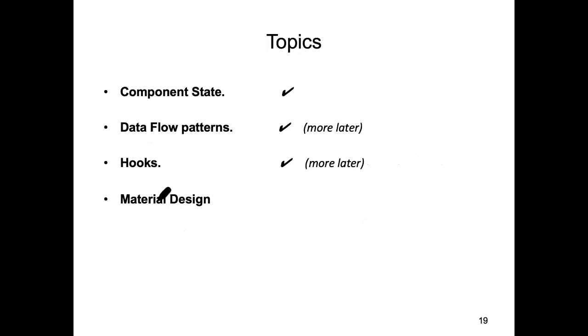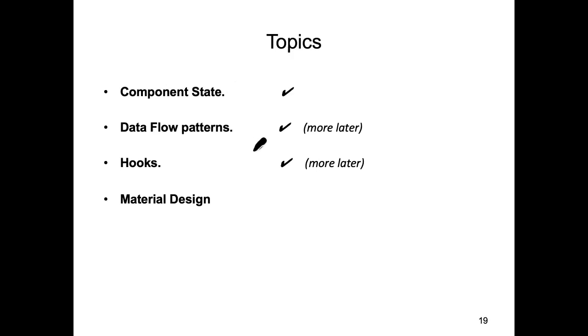So let's look at hooks. We'll come back to hooks. We'll come back to data flow. We really have state covered at this stage. The only thing that's going to change is that we may have a number of state variables within a component, although we've seen that our top component has 2 state variables.